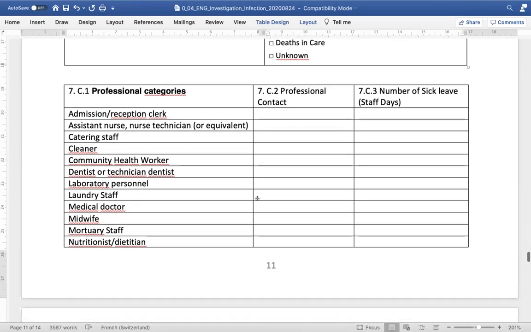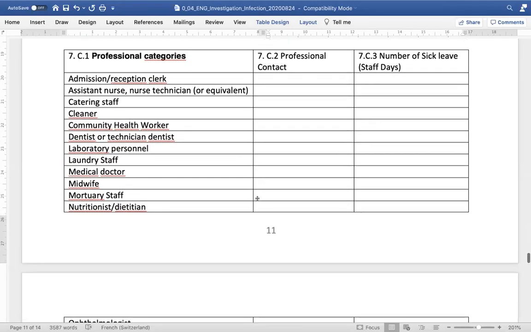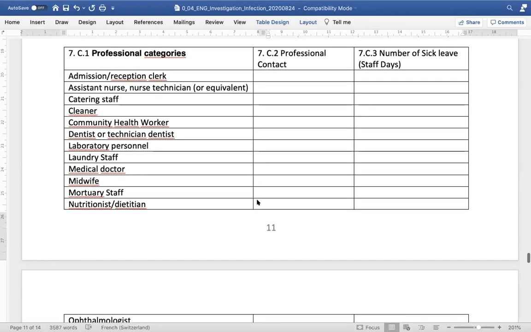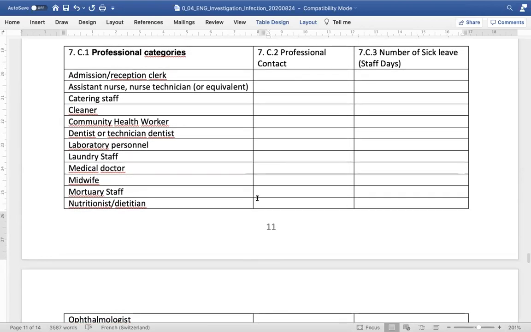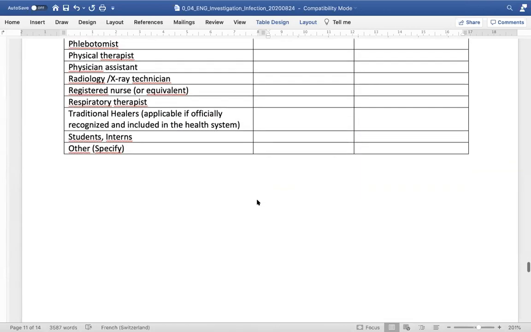7.C1 is looking at professional categories. Okay, so the professional categories are similar to the ones that we have in almost every healthcare facility, whether admission, reception desks, the professional contact, the ones that came into contact with you, you indicate there the number of sick leave staff on days. These are hospital or health facility data that will be collected in order to assess and facilitate the investigation. Please, can you move on?